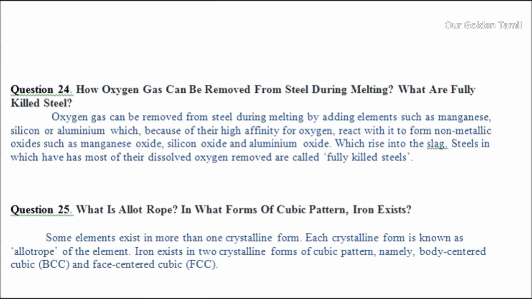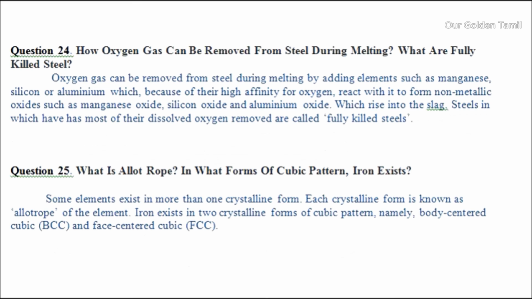Question 24. How can oxygen gas be removed from steel during melting? What are fully killed steels? Oxygen gas can be removed from steel during melting by adding elements such as manganese, silicon or aluminium which, because of their high affinity for oxygen, react with it to form non-metallic oxides such as manganese oxide, silicon oxide and aluminium oxide, which rise into the slag. Steels which have most of their dissolved oxygen removed are called fully killed steels.